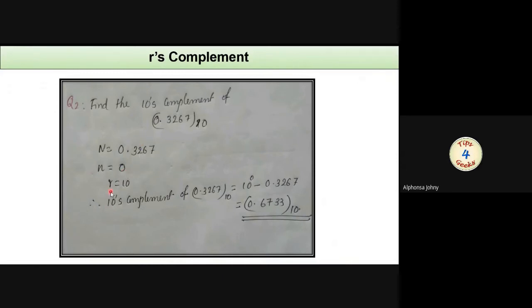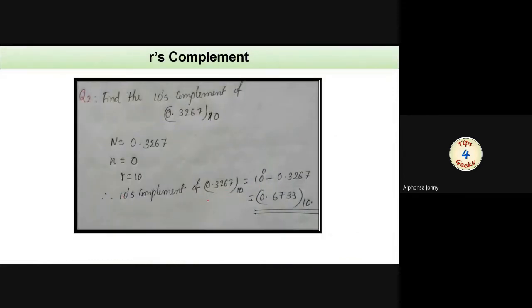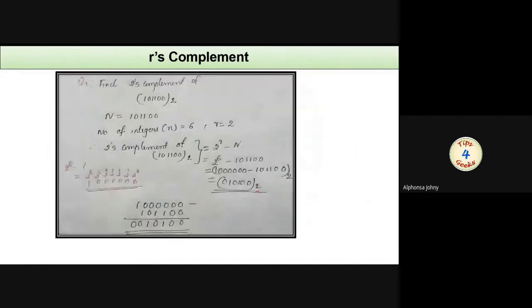So 0. Then the base is the same, it is given in the question. r is equal to 10. So the 10's complement of 0.3267 to the base 10 is equal to, the result is 0.6733 to the base 10. Next, we will see some examples for the computation of 2's complement.